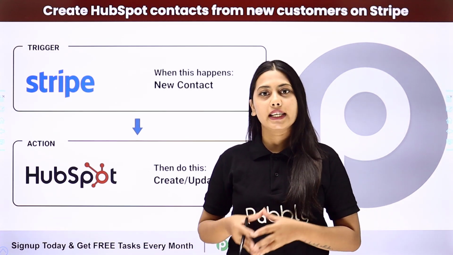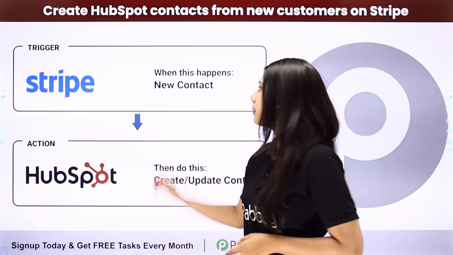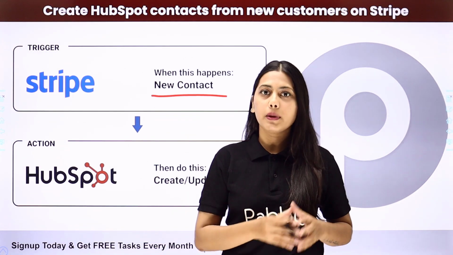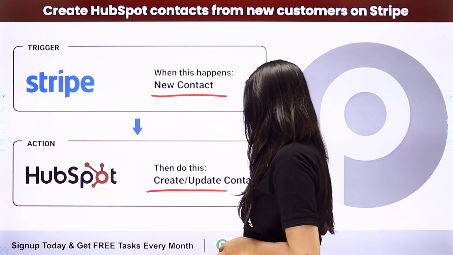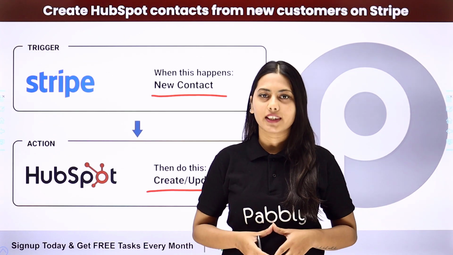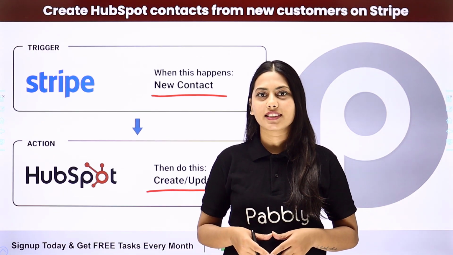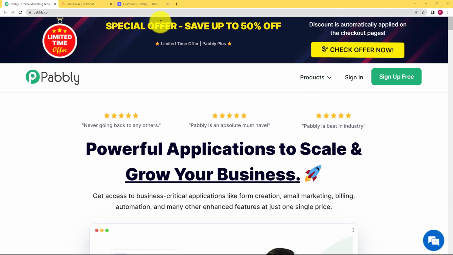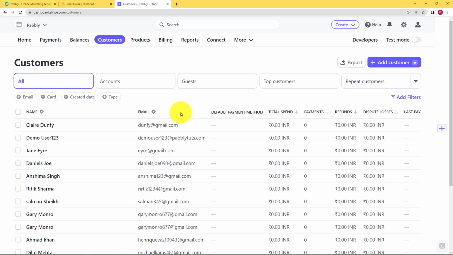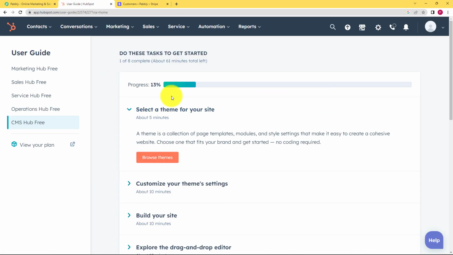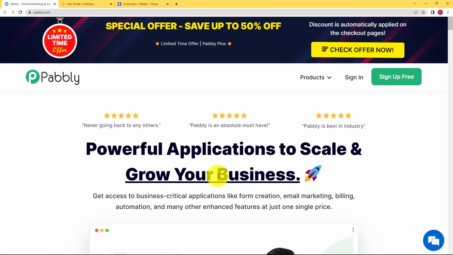We will learn how to create this integration where our trigger will be the new contact added in Stripe and our action will be the same contact created or updated in your HubSpot. Let us learn how to do it. So let us learn how you can integrate Stripe and HubSpot in such a way that whenever a new customer or a contact is created over here in Stripe, then the same customer can be created in your HubSpot account as well. So we can create an automation for this with the help of Pabbly over here.